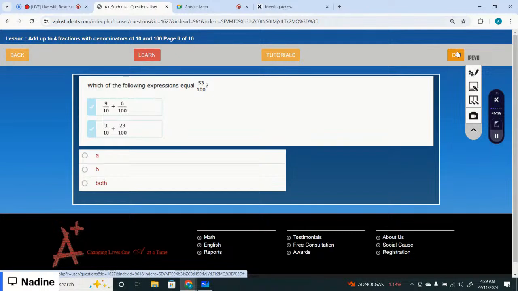Which of the following expression equals 53 over 100? So which is the correct option?